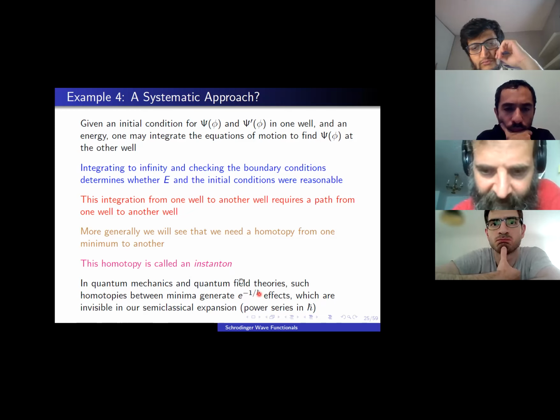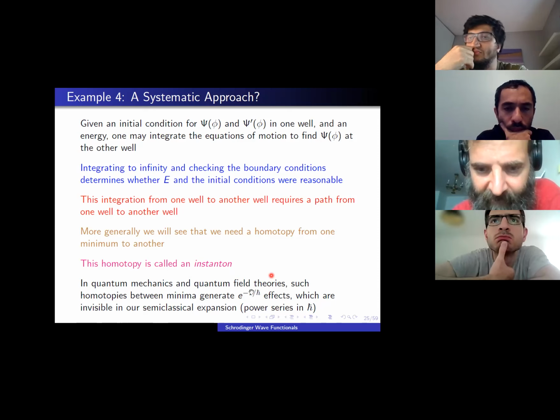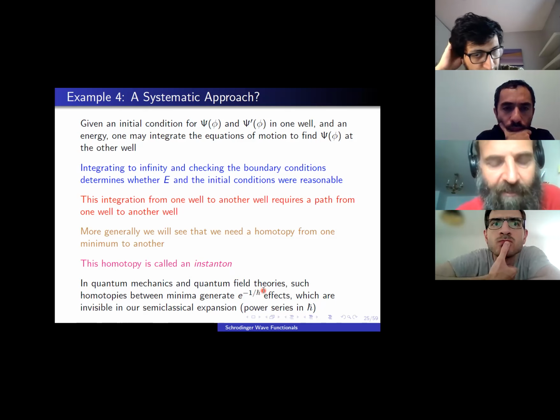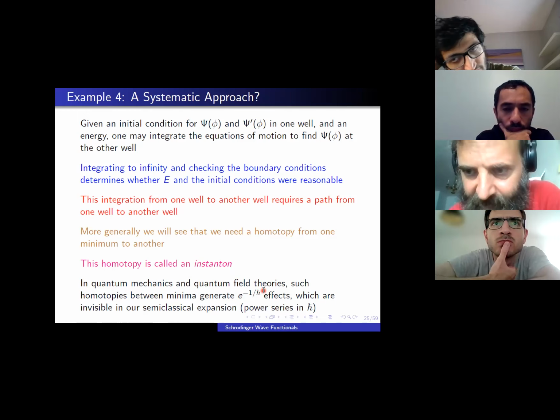So this is a generic story, which is going to be important later. There are going to be homotopies between these different minima, and they're always going to give you these effects, which you can't see in the graded subspace of the vector space. Okay, so that's all I'm going to say about quantum mechanics. Any questions about quantum mechanics before I go on to quantum field theory?